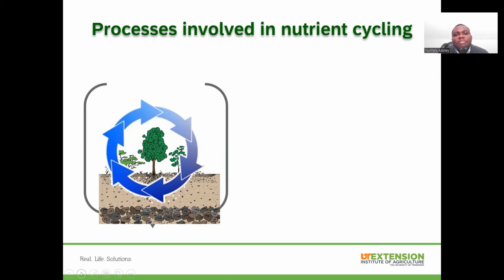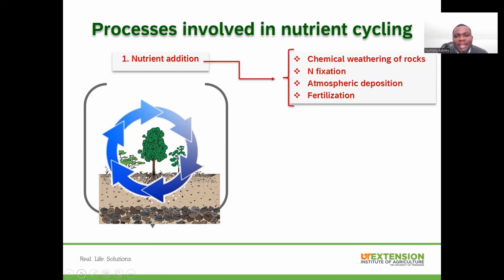So there are three major processes that are involved in nutrient cycling. As I go through the major three, my presentation will focus on these processes. The first is nutrient addition, and that is simply how nutrients get into the cycle. So we have examples like chemical weathering. When rocks break down, they release nutrients. We have nitrogen fixation by legumes. We have atmospheric deposition, such as lightning. And we'll also talk about fertilizer application.